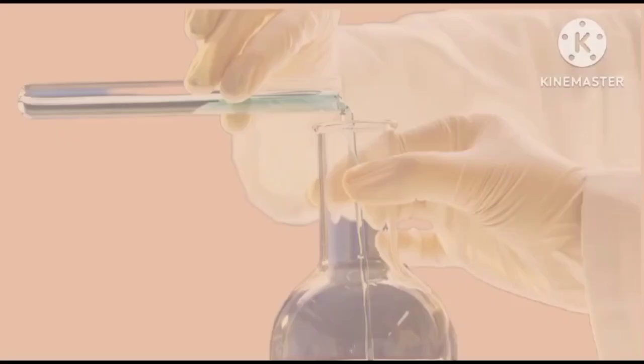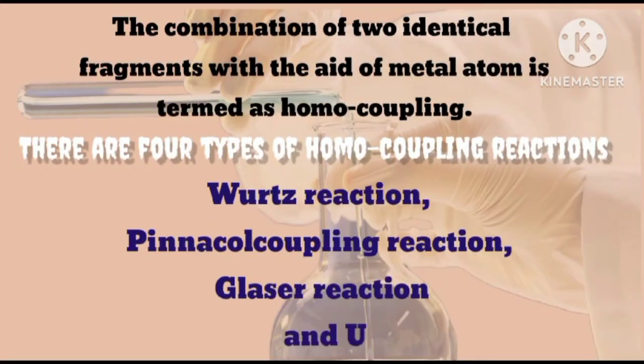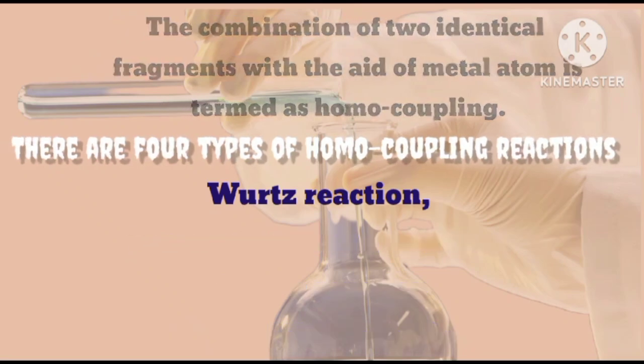So in cross-coupling reaction, we take different kinds of reactant, and in homo-coupling reaction, like the name is saying itself, homo means same, and coupling means the two reactants join together. So in homo-coupling reaction, we will take two same type of reactant. Here it is giving homocoupling reaction in four types.